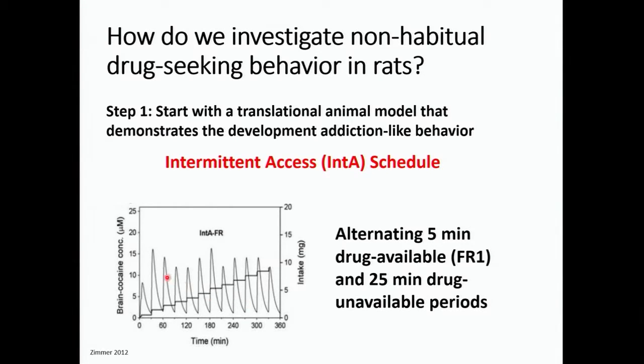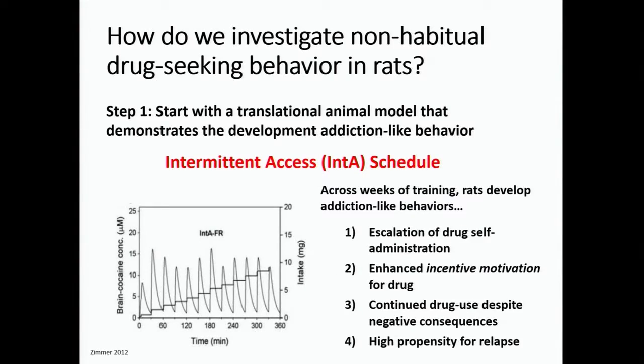So here is just an example of how the rats are taking cocaine. They're taking cocaine in these spiking levels and then come back down. So they're spiking brain cocaine concentrations and the concentrations go back down. And this here is the accumulation of cocaine, how much cocaine they've taken across the entire day. Again, this is trying to model how people potentially take drug. They spike their cocaine levels and then they come back down. In a little while, they take more cocaine and then they come back down. Okay, so this is an intermittent access model.